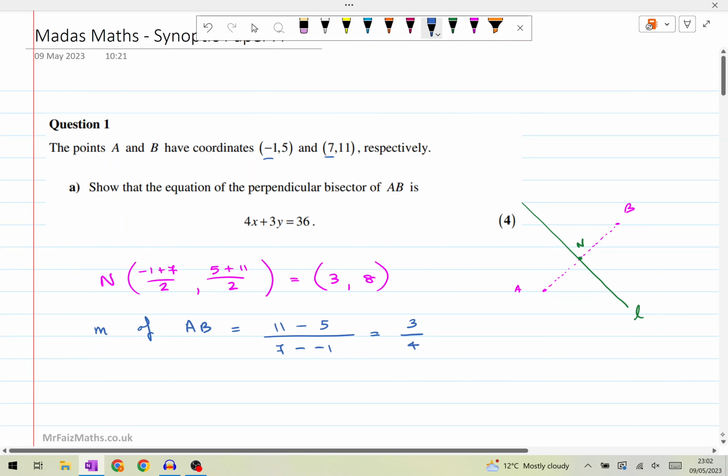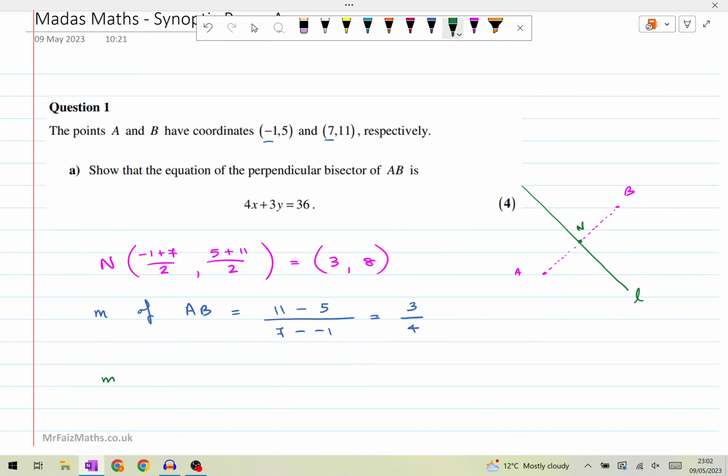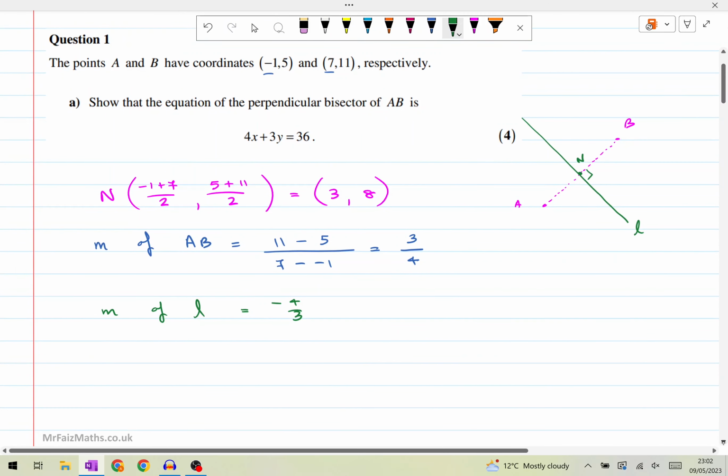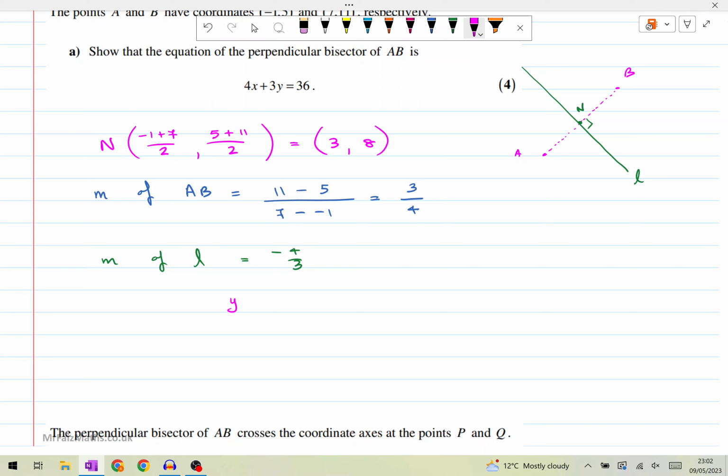Now what we need is the gradient of line L, and that is simply going to be the negative reciprocal. So I'll say m of L is the negative reciprocal of this, because this line is perpendicular to AB. So that's going to be -4 over 3. So now we have everything we need to be able to find the equation of this line. We can either use y equals mx plus c at this point, or I'm going to use y minus y1 equals m times x minus x1.